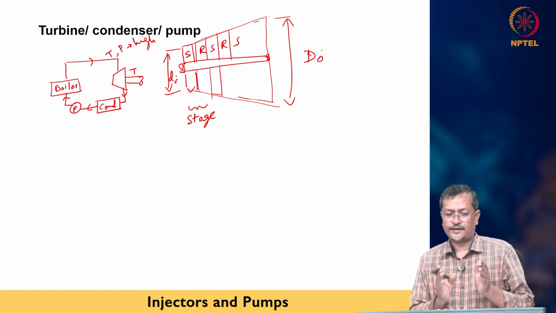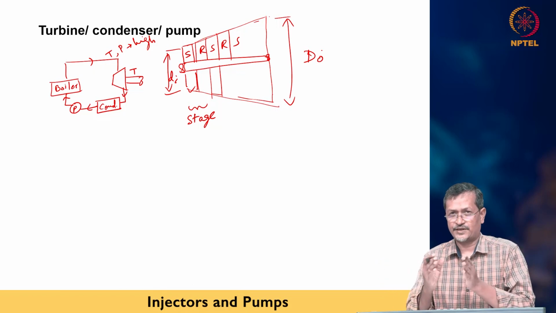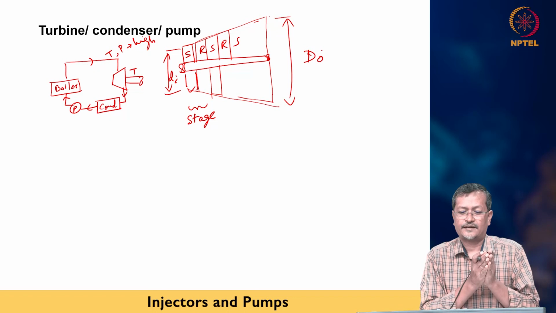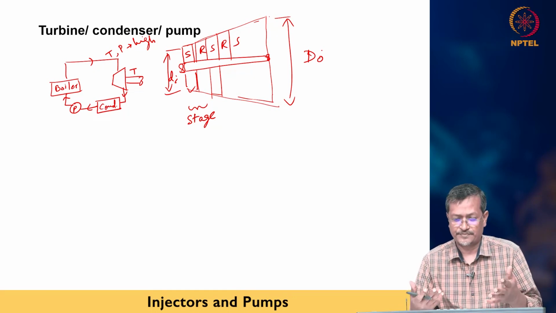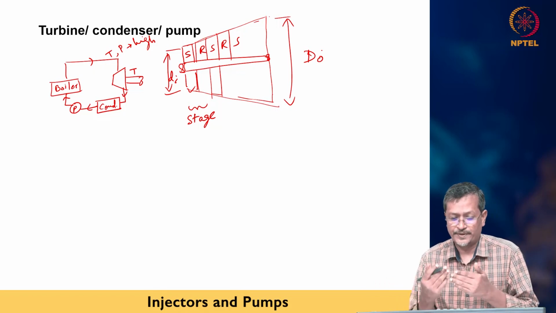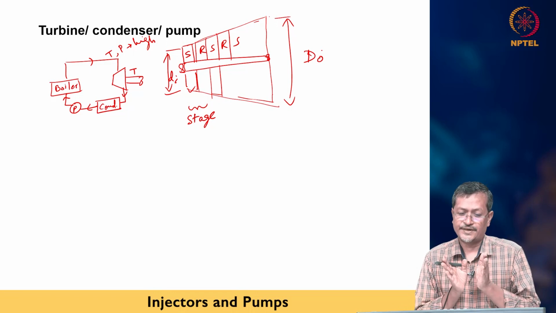Whenever you are talking about a steam turbine, there will be several stages, normally 3, 4, 5, 6, 7, many stages, so that they can get the maximum amount of energy from the steam. Energy loss will be minimized and performance will be maximized. That's why this turbine is drawn like this.